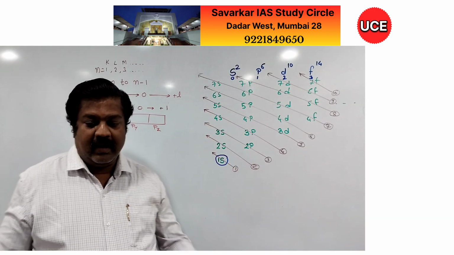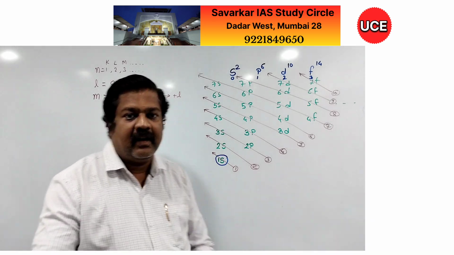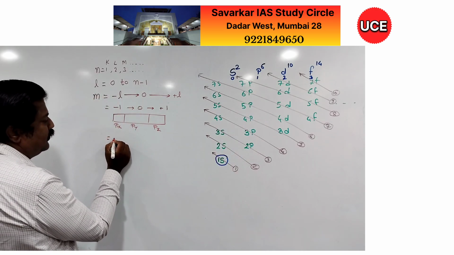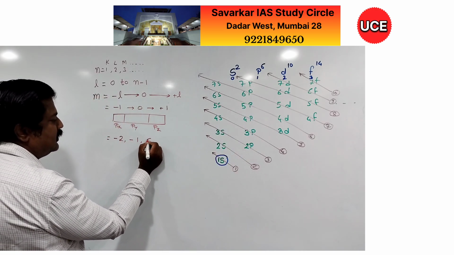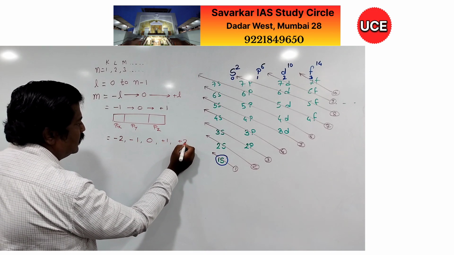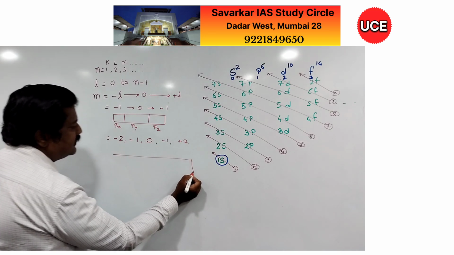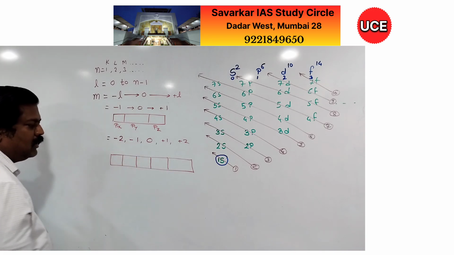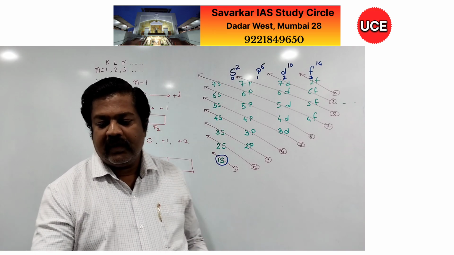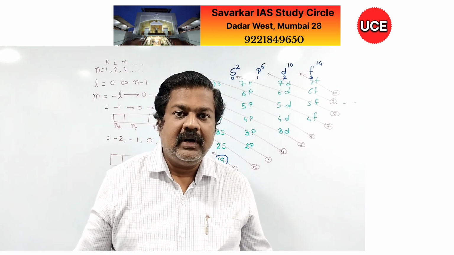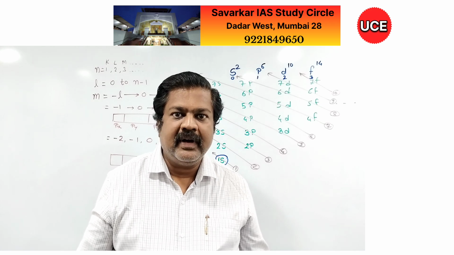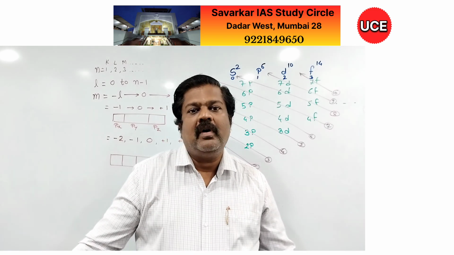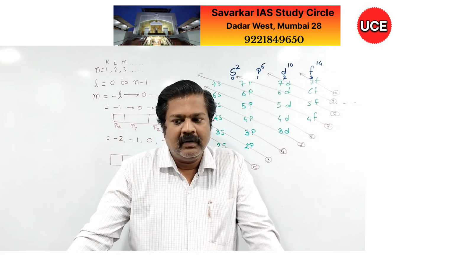If d is there, then you are aware the l value is 2. So we have to give the values minus 2, minus 1, 0, plus 1, plus 2. So the d orbital is divided into 5. Just as we discussed in the earlier part, that is dx square minus y square, dz square, dxy, dyz, dxz. So this is called the magnetic quantum number.